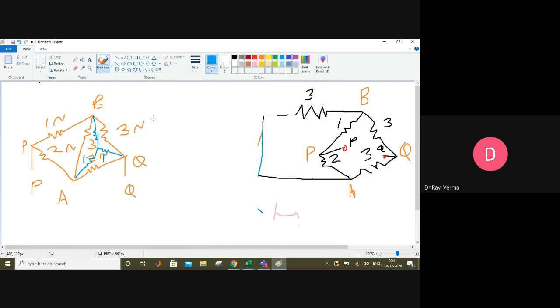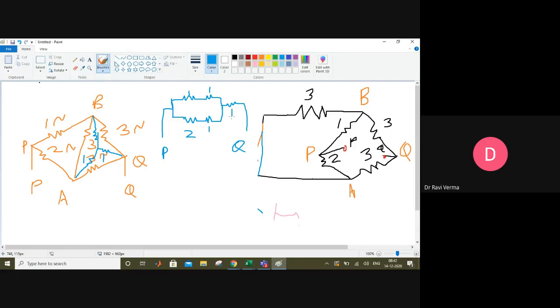Okay. So now the shape will look like this. P, 1, and then again 1, then 2, then one more 1, and then one more 1 ohm resistance, and then Q. So it will be like P to Q: 1, 1, 1, 1. Sorry, this is 2. 1, 1, 2, 1, 1. Any doubt? No, sir. Good.